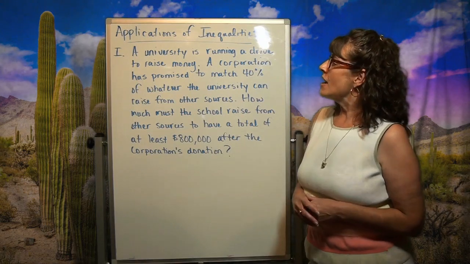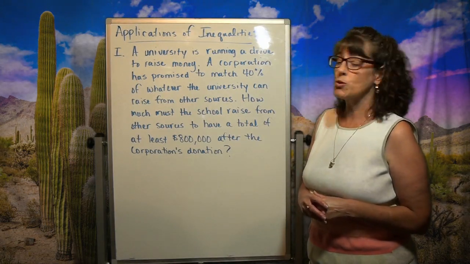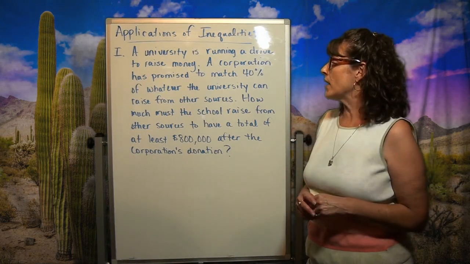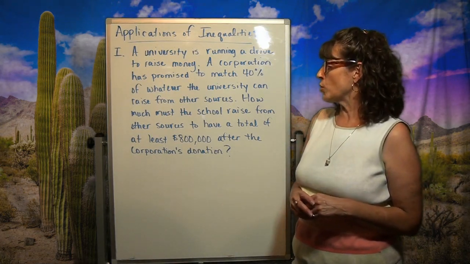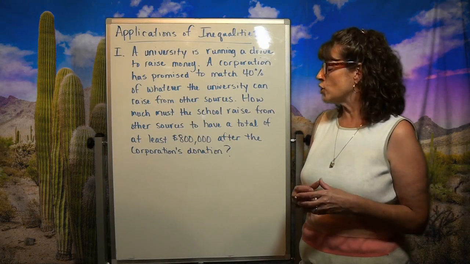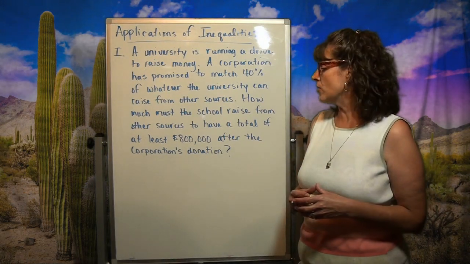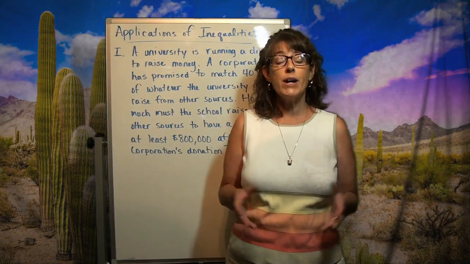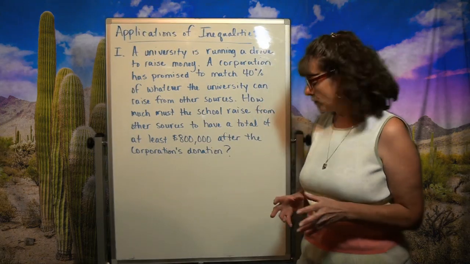So let's read this. A university is running a drive to raise money. A corporation has promised to match 40% of whatever the university can raise from other sources. How much must the school raise from other sources to have a total of at least $800,000 after the corporation's donation? So, we've read it in its entirety one time just to get that feeling for what's happening.